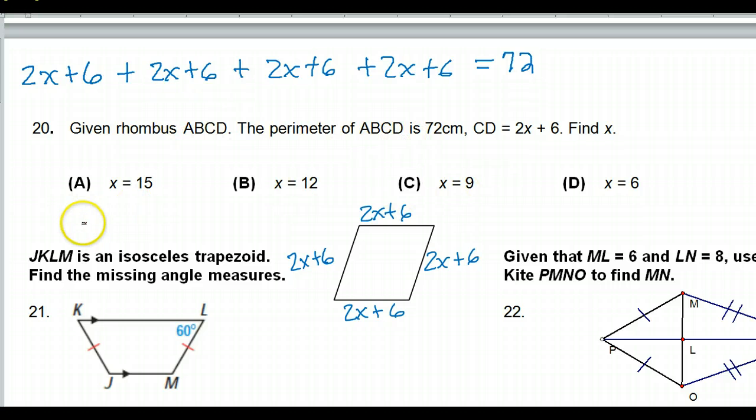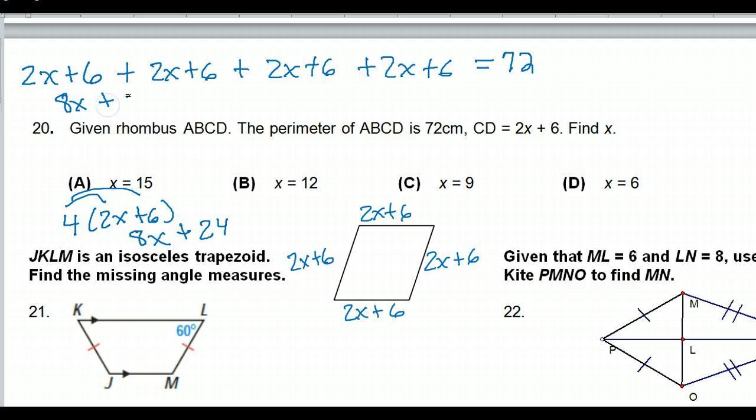Now again, it would have been easier just to do 4 times 2x plus 6 rather than adding it 4 times, because then I could just do the distributive property. It's just a little quicker. So that would tell me that this is going to be 8x plus 24. Alright, but either way, I'm going to get that 8x plus 24 is equal to 72.